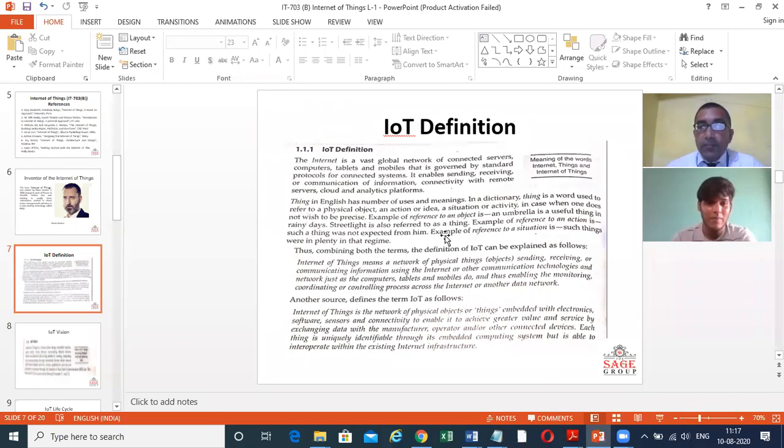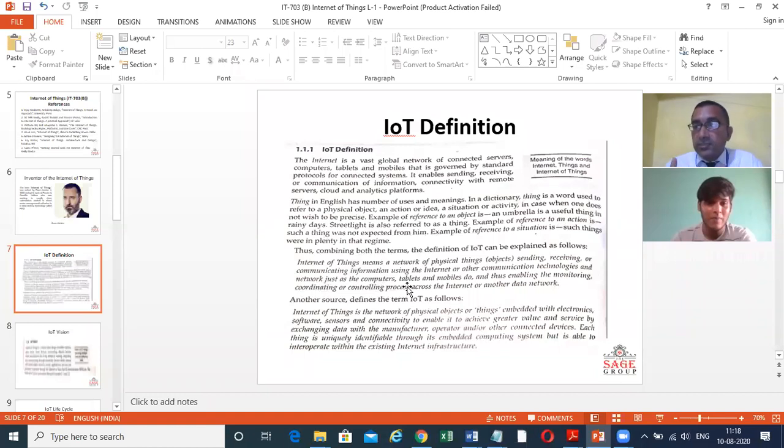What is the thing? Thing in English has a number of uses and meanings. In the dictionary, the thing is a word used to refer to a physical object, an action or idea, a situation or activity, in case when one does not wish to be precise. Here we will take the physical object. Now, an example of the reference to an object is an umbrella, a useful thing on a rainy day. You know very well, the umbrella is useful on a rainy day.